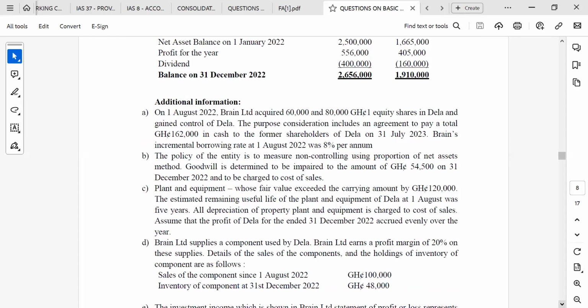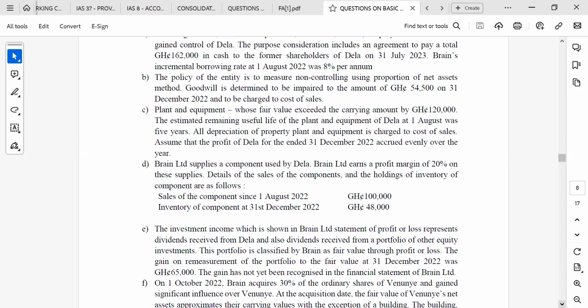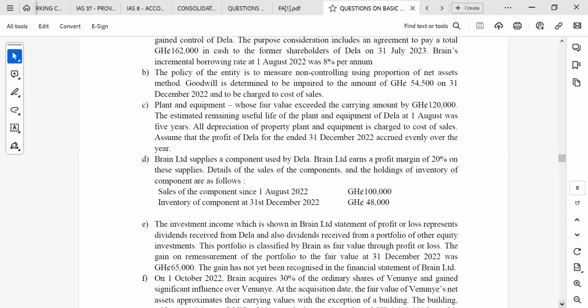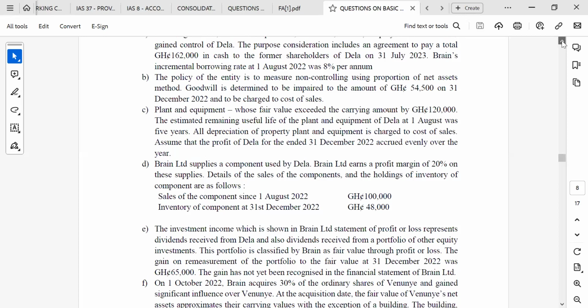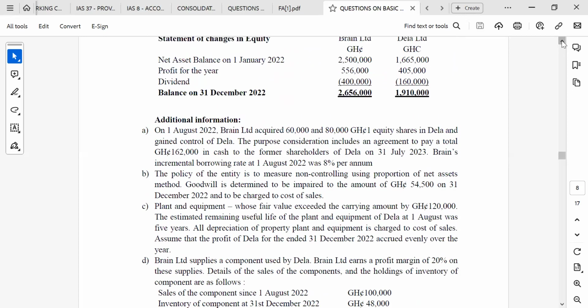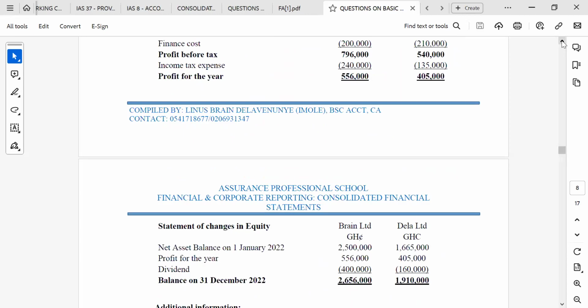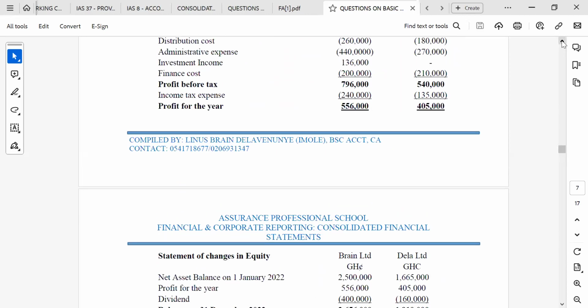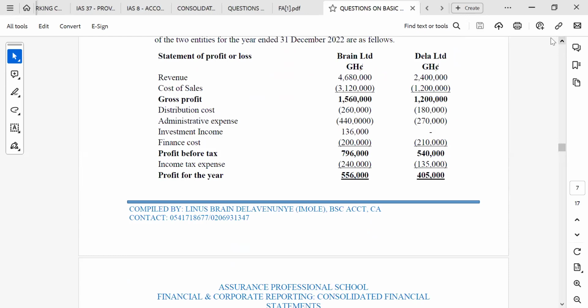Or if you are not given that, the question will always tell you that you should assume that the profit or loss of the subsidiary are accrued evenly throughout the year. So what you do is that the profit or loss items over there, they are equal every month. So you just find a proportionate of the month that you are looking for.